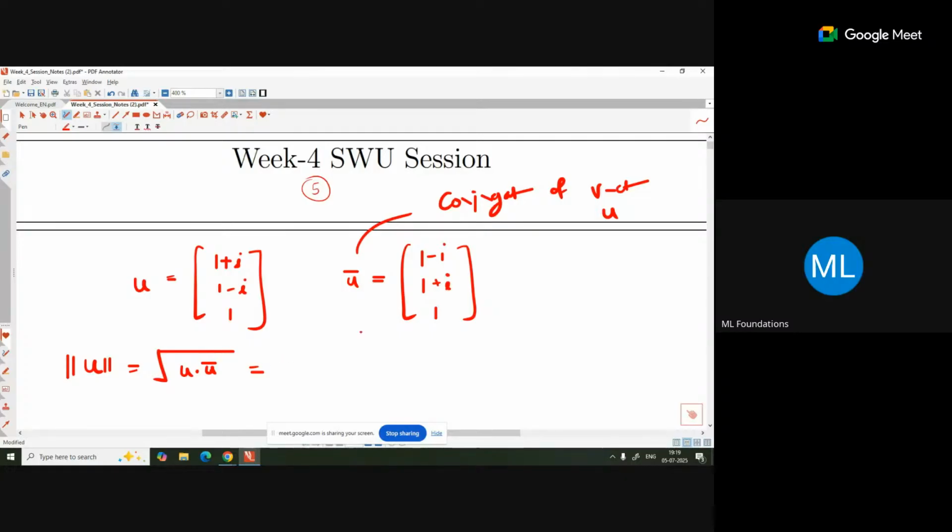First of all, we can write down the big square root. What will be the dot product of u and u conjugate? 1 plus i into 1 minus i, plus 1 plus i.